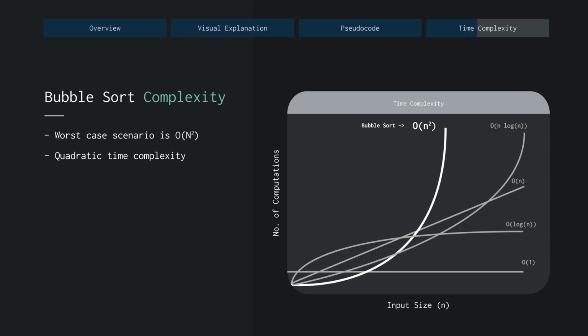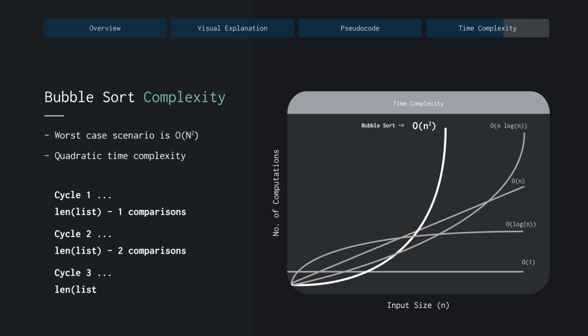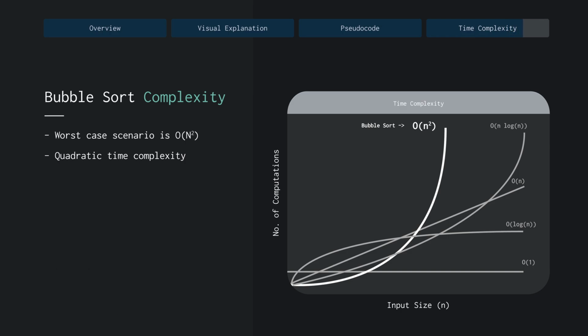This is because the algorithm needs to perform the length of the list minus 1 comparisons for the first loop cycle, the length of the list minus 2 comparisons for the second loop cycle, and so on until it performs 1 comparison in its final loop cycle. If you add up all the computations of each loop cycle, you get a time complexity of big O n squared.